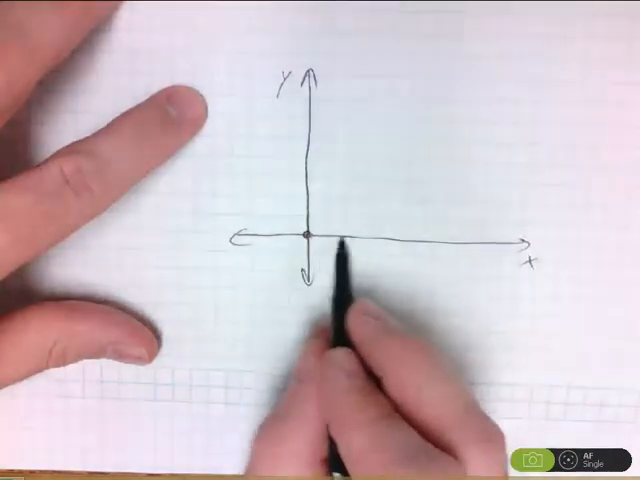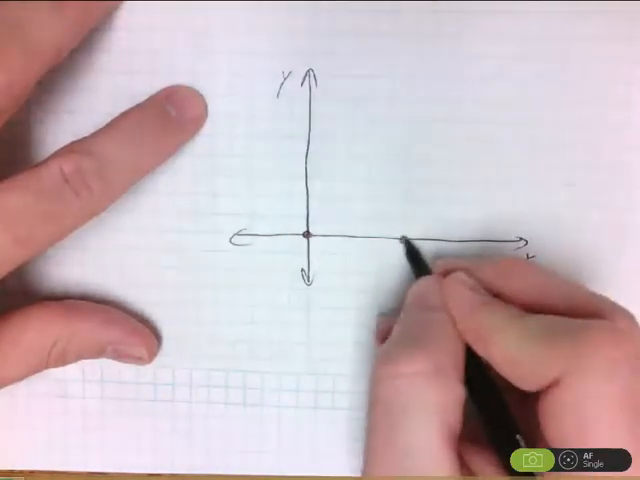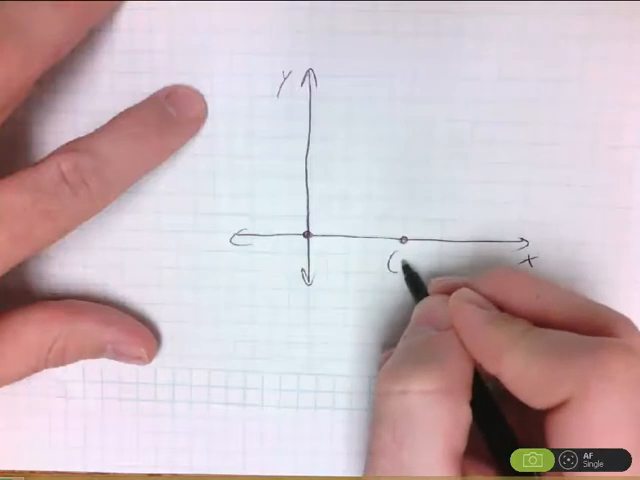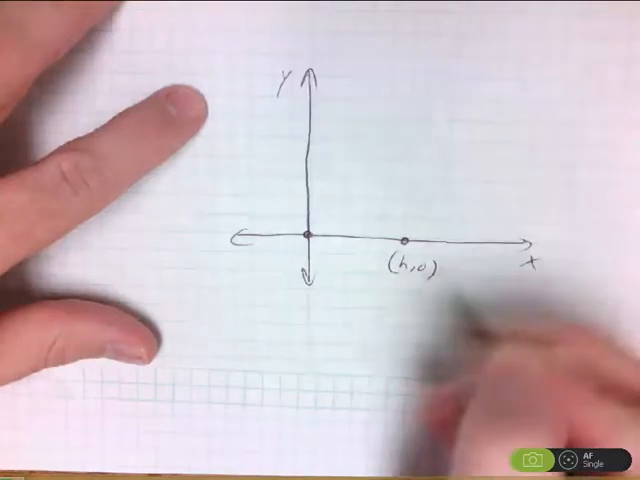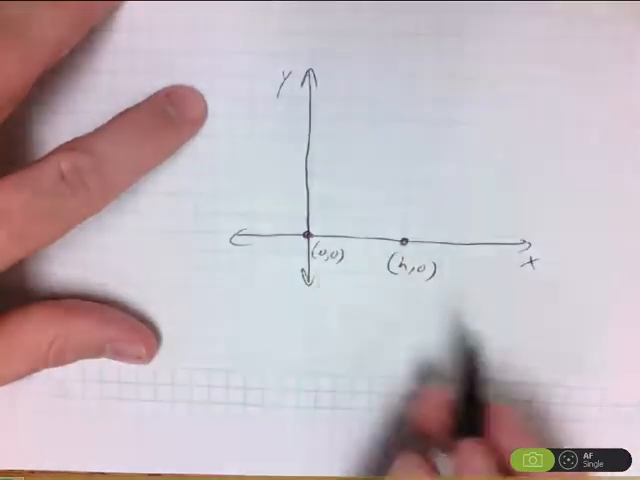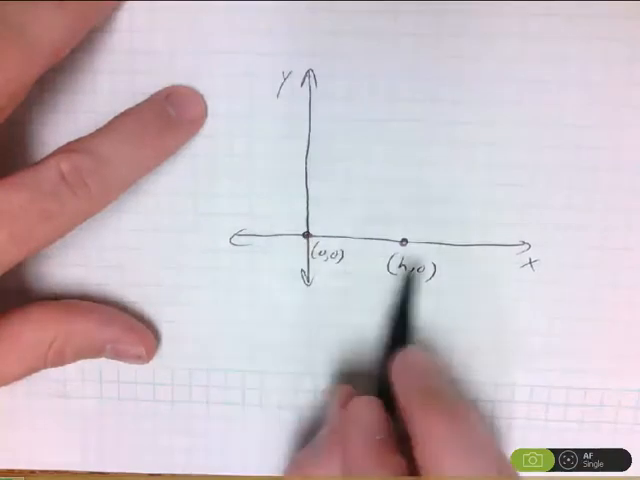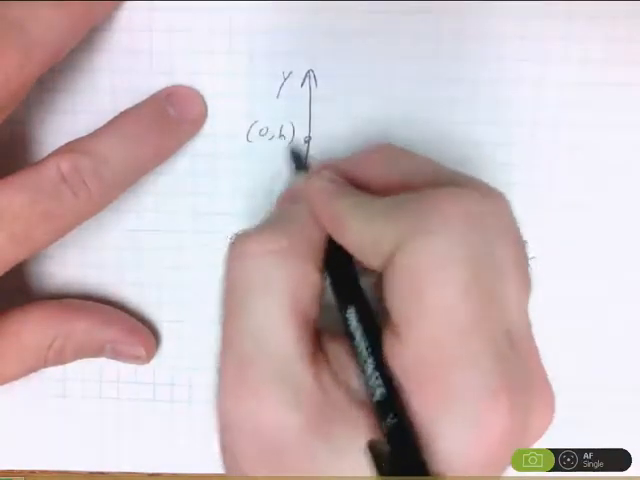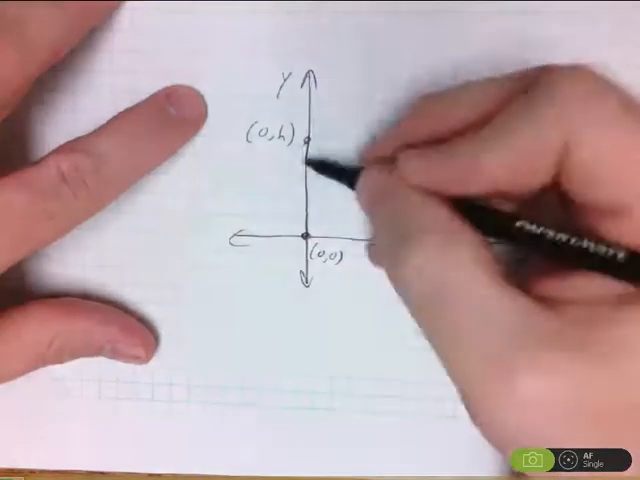And I'm going to go out 1, 2, 3, 4. Just for the sake of drawing it, I'll put it here. But again, I'm just going to call it something else. Let's go to h again. So h comma 0, 0, 0. And if this is going to be isosceles, well, if I go h out, I better go h up. So this is going to be 0 comma h. And I have myself an isosceles triangle.